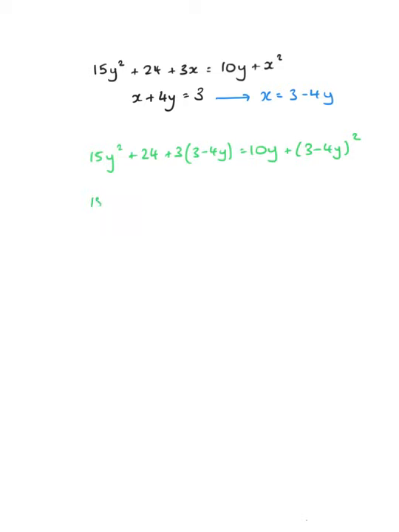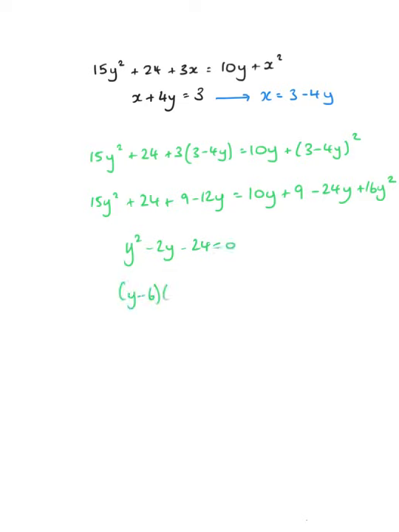So let's multiply this out so we can start working with it. 15y squared plus 24 plus 9 minus 12y is equal to 10y plus 9 minus 24y plus 16y squared. Now, so I can keep that y positive, I'm going to move everything from the left hand side to the right hand side. So I have y squared minus 2y minus 24 is equal to 0. And that factorises to y minus 6, y plus 4 is equal to 0.